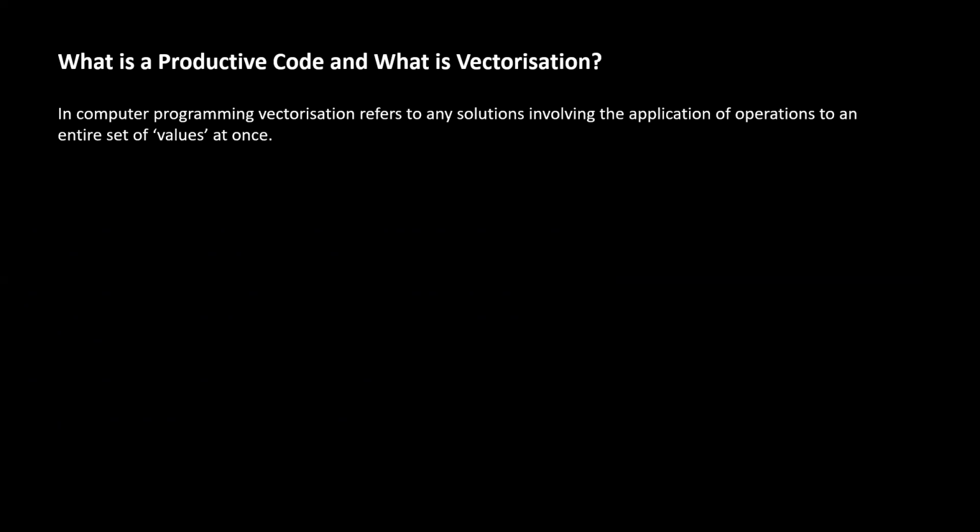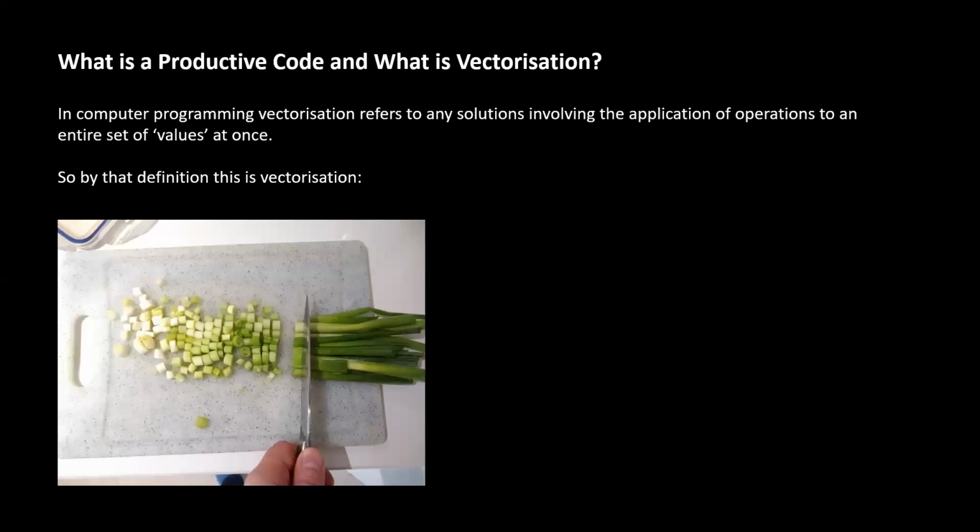In computer programming or scientific programming, vectorization refers to solutions that involve the application of an operation to a set of values all at the same time. And so it's used to do parallel computing because you can apply an instruction to multiple values in one step.